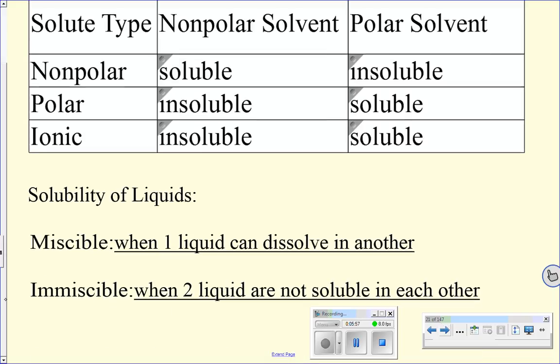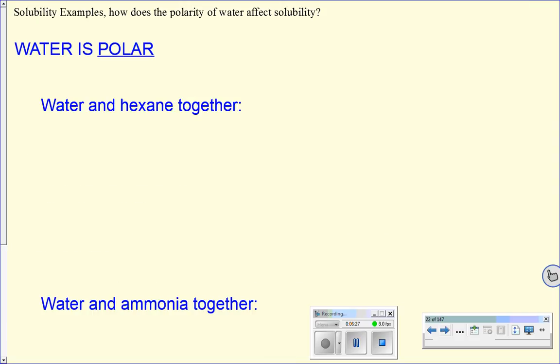There are some words that go with this. These are kind of a little bit beyond some of the Regents definitions you need to know. But when one liquid can dissolve in another, we call those two liquids miscible. When two liquids are not soluble in one another, such as oil and water, we call that immiscible. So an example of miscible liquids: if you mix some ammonia with some water or some hydrochloric acid with some water, they're miscible in each other. They will dissolve. It's extremely important to keep in mind that water is polar.